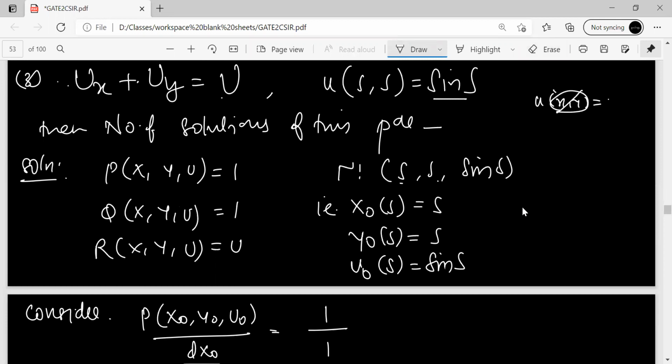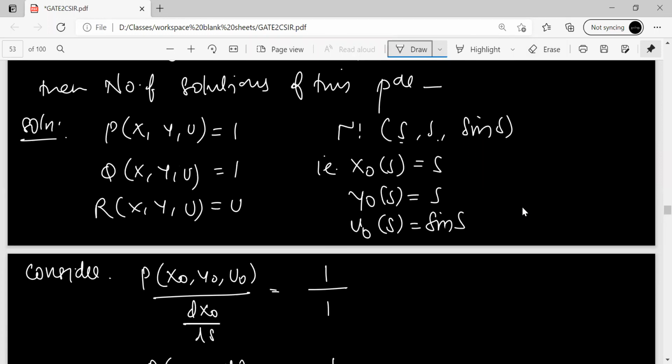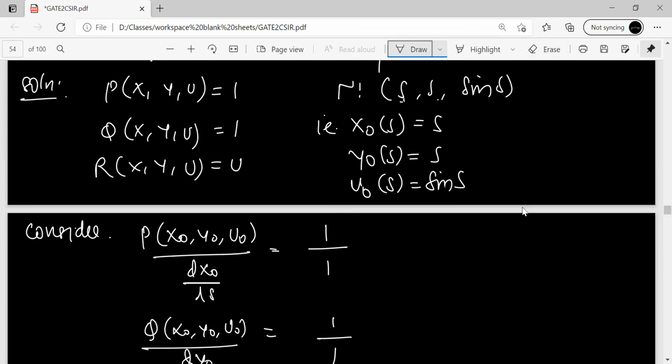So I can remove this u and say this is my u thing. Now u of s comma s is sin s, that means this is x, this is y, and this is u. So I got s, s, and sin s. So x naught of s is s, and y naught of s is again s, and u naught of s is sin s. So consider this ratio, and you get 1, since the derivative of x naught will be simply 1. Again, same thing here, 1 and 1.